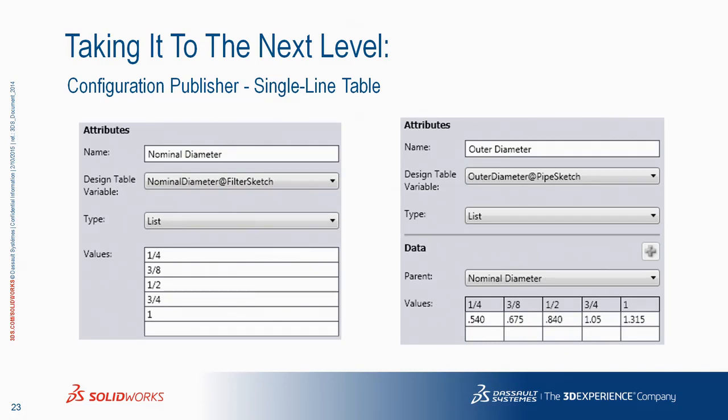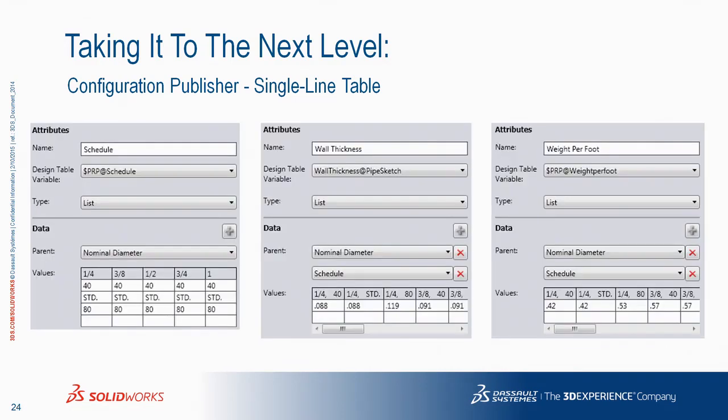In this case, we chose a list. We put in all the values that we want for that list. So now we're telling it what diameters we're going to be able to create with this design table or with this configuration publisher. Then the outer diameter. We can link these up to other variables as well. The pipe sketch, list, and we can tie this into the parent being the nominal diameter. So as soon as the nominal diameter changes, the outer diameter is going to change as well. So we can start creating these links between these different items.